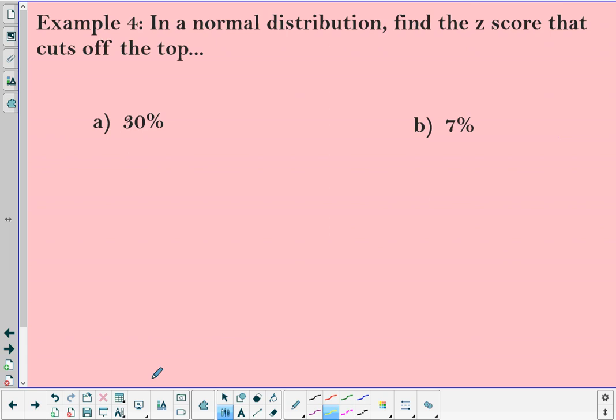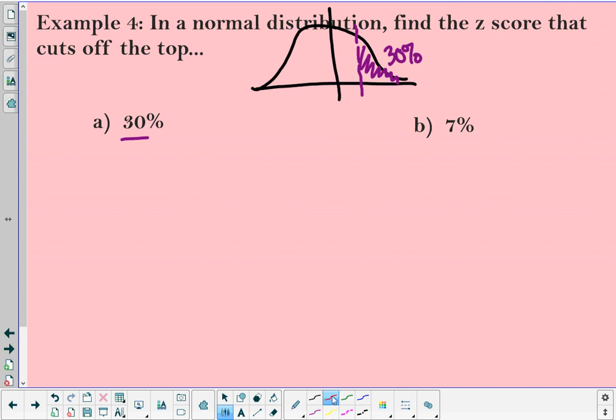It says in the normal distribution, find the z-score that cuts off the top. So if I'm cutting off the top, here's my normal curve. We're going to draw a lot of pictures today, by the way, so you're going to get good at rough sketching that bell curve. Here's my top. Let's say I want the top 30%. So the top 30% is going to be right about there. This is the 30%. So then the question is, what is the area underneath the 30%? Because the z-score line measures everything underneath it.